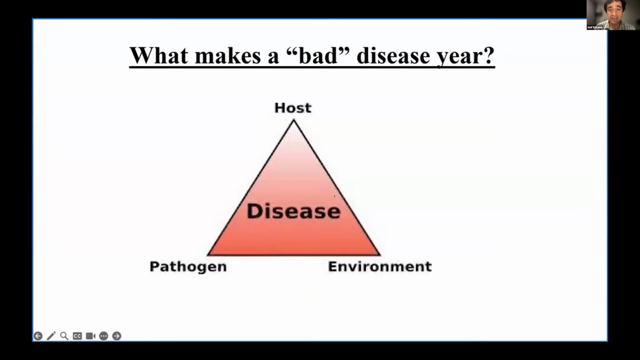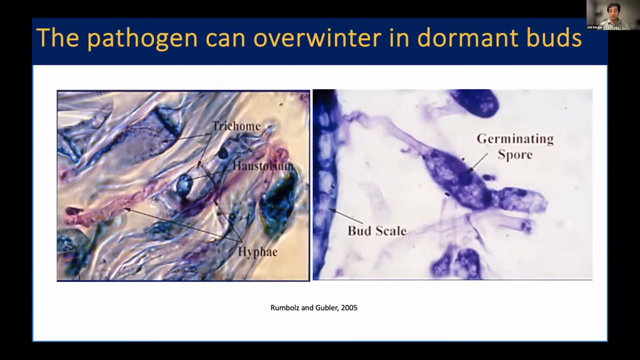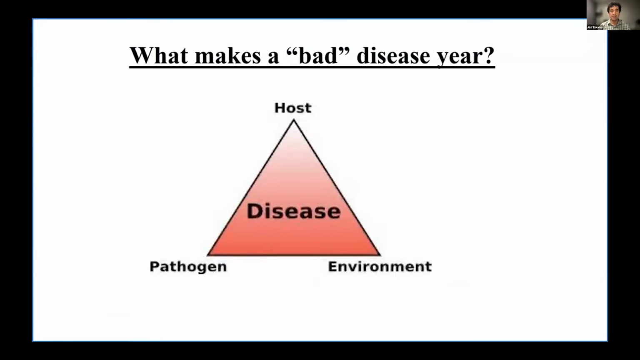What makes a bad disease year? I'm sure you can answer this question by now, because last year our conditions were so perfect for the disease to flourish, and that was a bad year. So in the plant pathology discipline, we describe this as the disease triangle. In the disease triangle, the host is the grapevine, and the pathogen is the powdery mildew pathogen, Erysiphe necator.